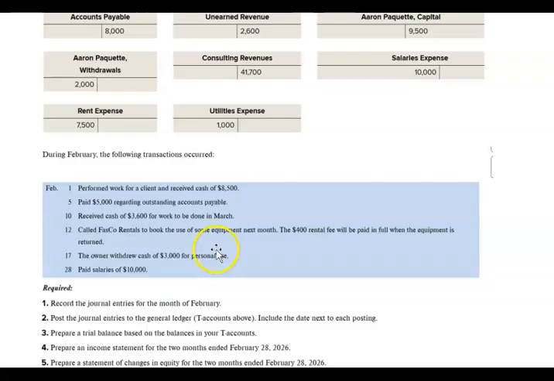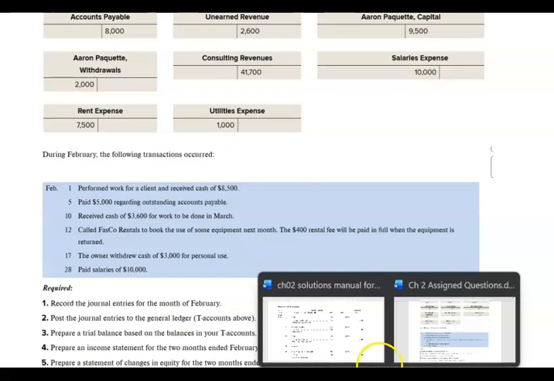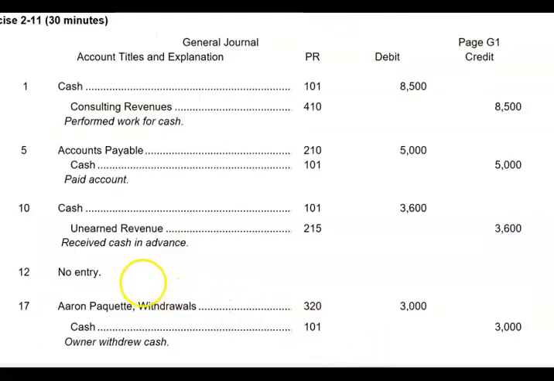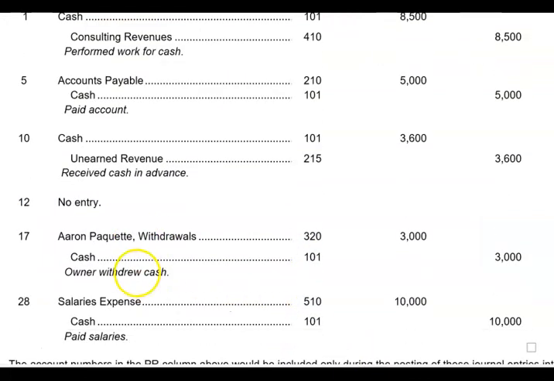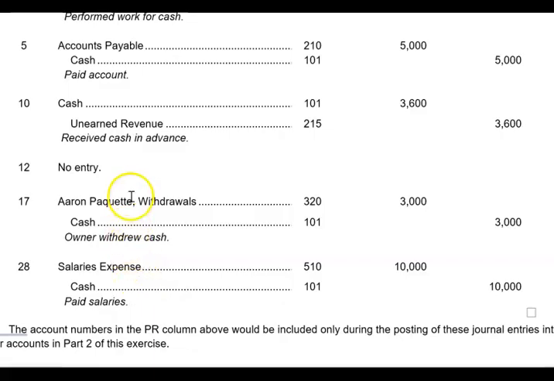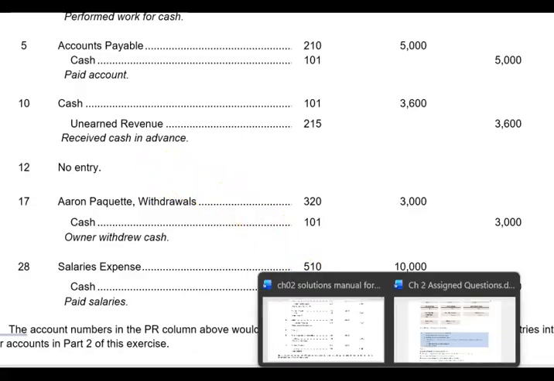We called Fastco Rentals to book the use of some equipment next month. The $400 rental fee is to be paid in full when the equipment is returned. Nothing has happened. Absolutely nothing has happened. So you'll see here, no entry. We've just asked if we can do the rental. Yep, you can rent it, pay for it after the fact. Yep, great. And nothing accounting wise has happened.